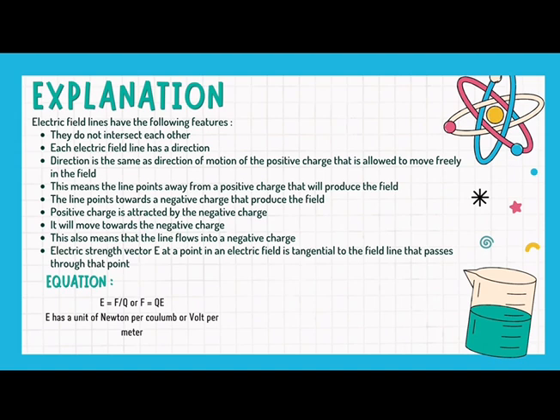So the electric field strength vector E at a point in an electric field is tangential to the field line that passes through that point. So this is the equation of the electric field, which is E equals F over Q, or F equals QE. So E has a unit of newton per coulomb or volt per meter.